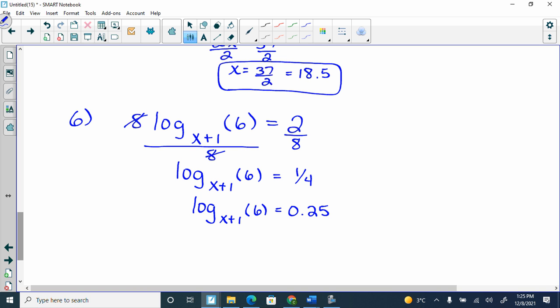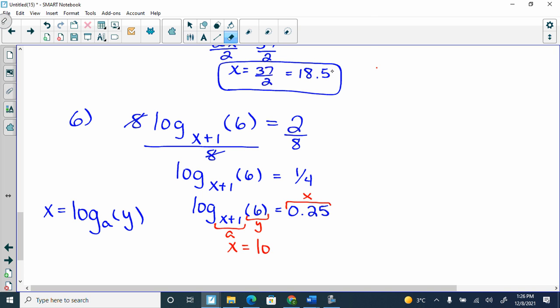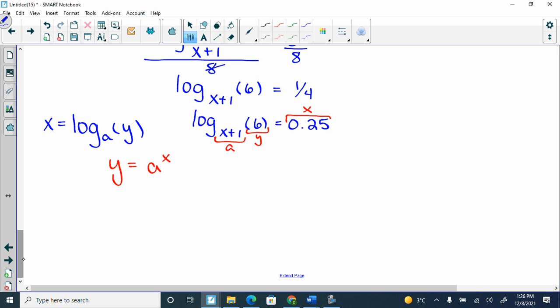The moment the variable's in the base, I have to convert to exponential every single time. So I write, this is the log one, so I write the log formula beside it. And I match. Log a, y, x. Nope. I get y equals a to the x. My brain stopped for a second. So I'm going to get y, which is 6, equals a, which is x plus 1, to the 0.25.